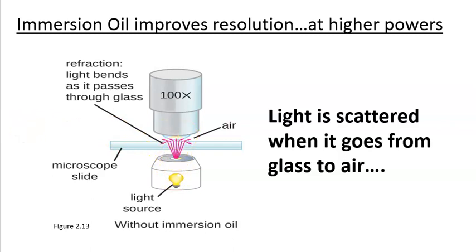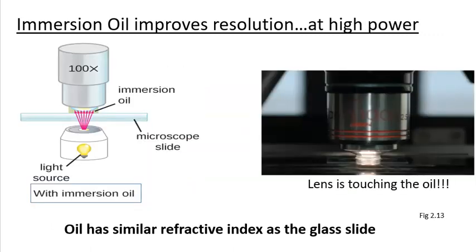This isn't really apparent at lower magnifications, but at higher and higher magnifications, that bending of the light when it hits the air, because the air is different from the glass in terms of its refractive index, causes your image to become blurry and you lose some resolution. The solution is to put a little drop of what's known as immersion oil on top of your slide, and you can have a cover slip or not.